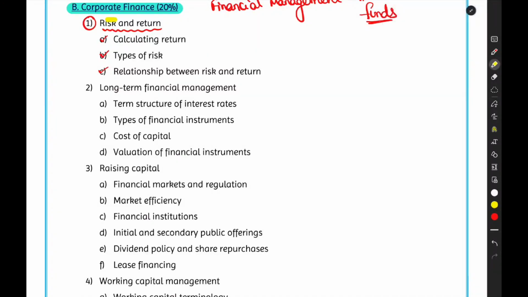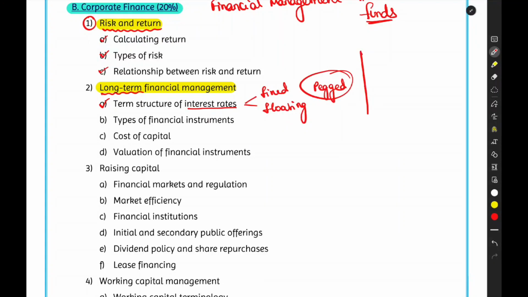Moving on to unit 2, that is long term financial management. The term itself is very clear. What is covered in this? Here we are going to understand the term structure of interest rates. Again, you have different types of interest rates. You have fixed interest rate, you have floating interest rate, and then there are pegged rates.